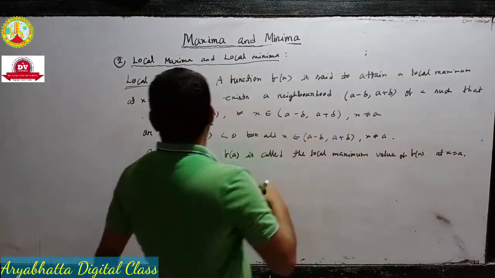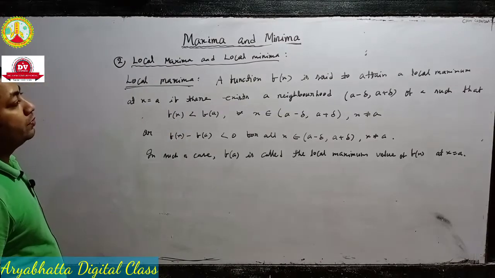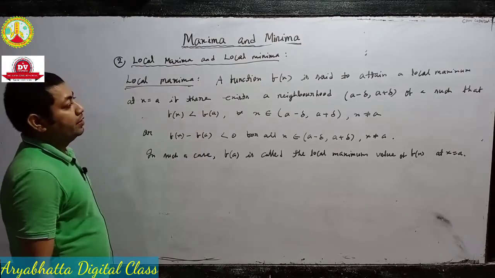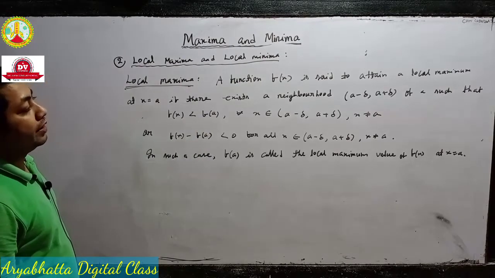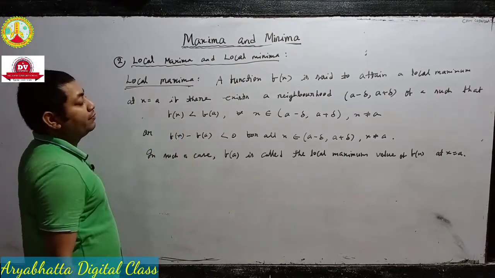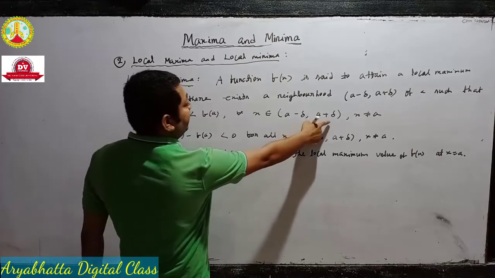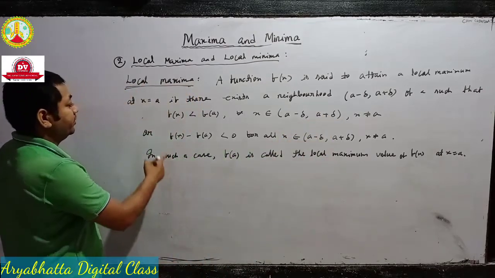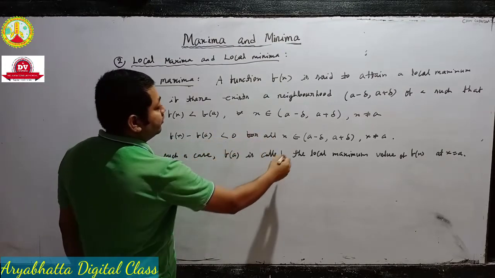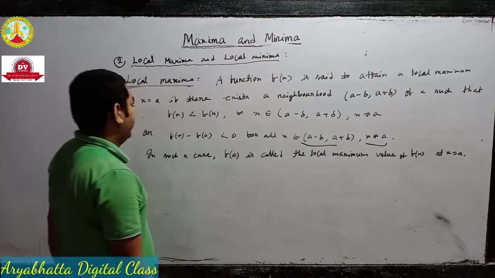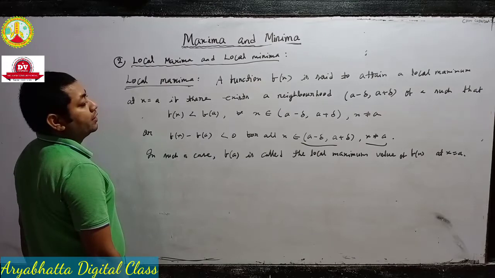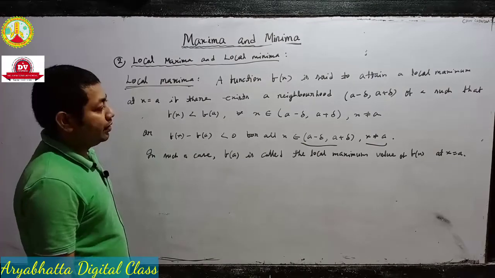Remember, a function f of x is said to attain a local maximum at x equal to a if there exists a neighborhood a minus delta comma a plus delta of a such that f of x is less than f of a for all x belongs to a minus delta comma a plus delta and x is not equal to a, or f of x minus f of a is less than 0 for all x belongs to this and x is not equal to a. In such a case f of a is called local maximum value of f of x at x equal to a.